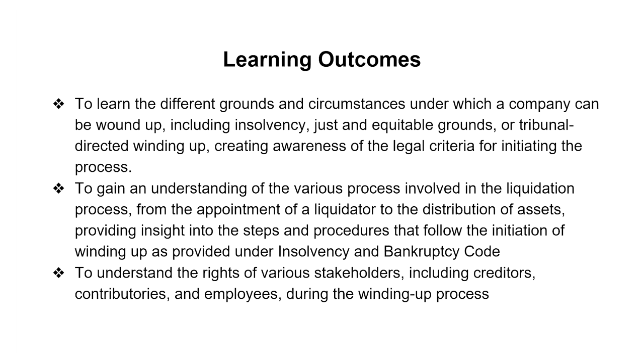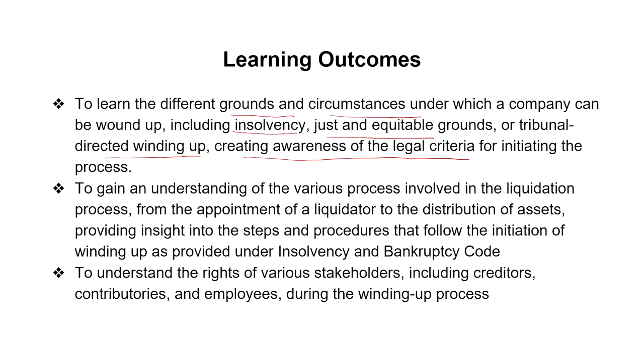As usual, we start with learning outcomes. These outcomes define what we learn after discussing this entire topic, and what our understanding touches as a milestone. Very first, to learn the different grounds and circumstances under which a company can be wound up. So, grounds and circumstances we learn from this entire discussion, including insolvency, just and equitable grounds, or tribunal directed winding up, creating awareness of the legal criteria for initiating the process. Winding up is basically a process where we convert all the assets into cash, and this cash is distributed among the members. And what are the grounds, whether the grounds are acceptable by court or not, each and everything we discuss in detail.